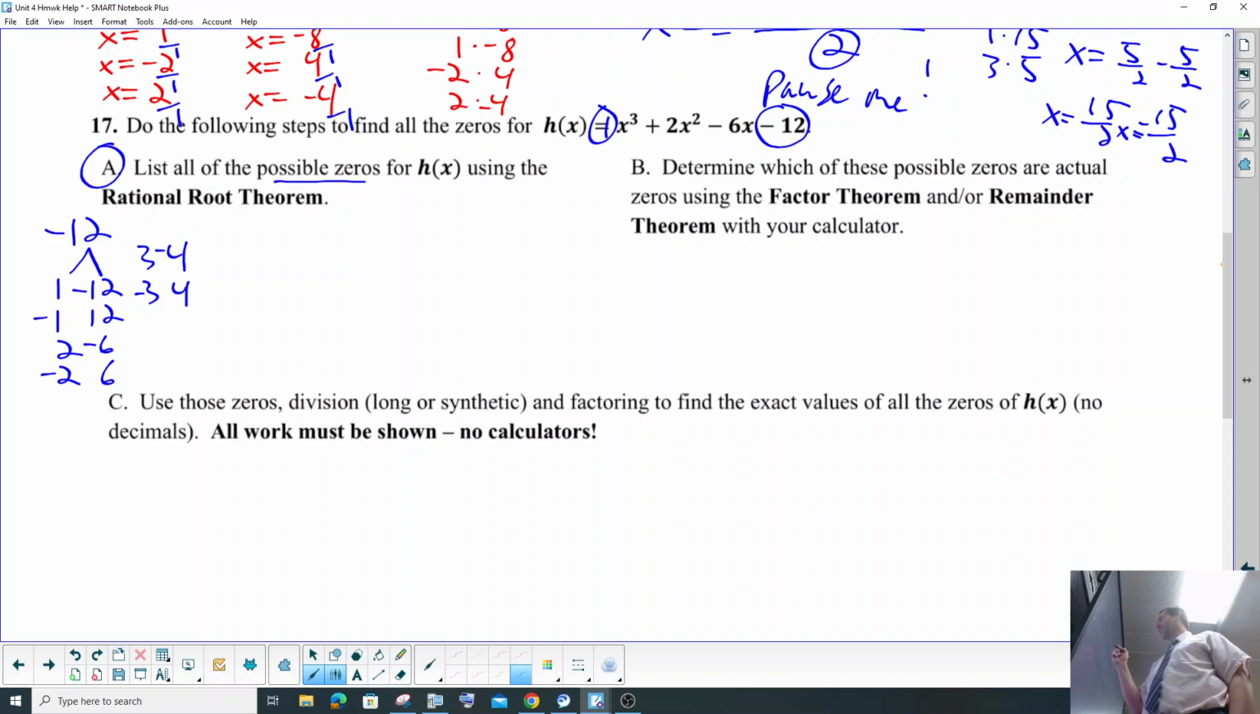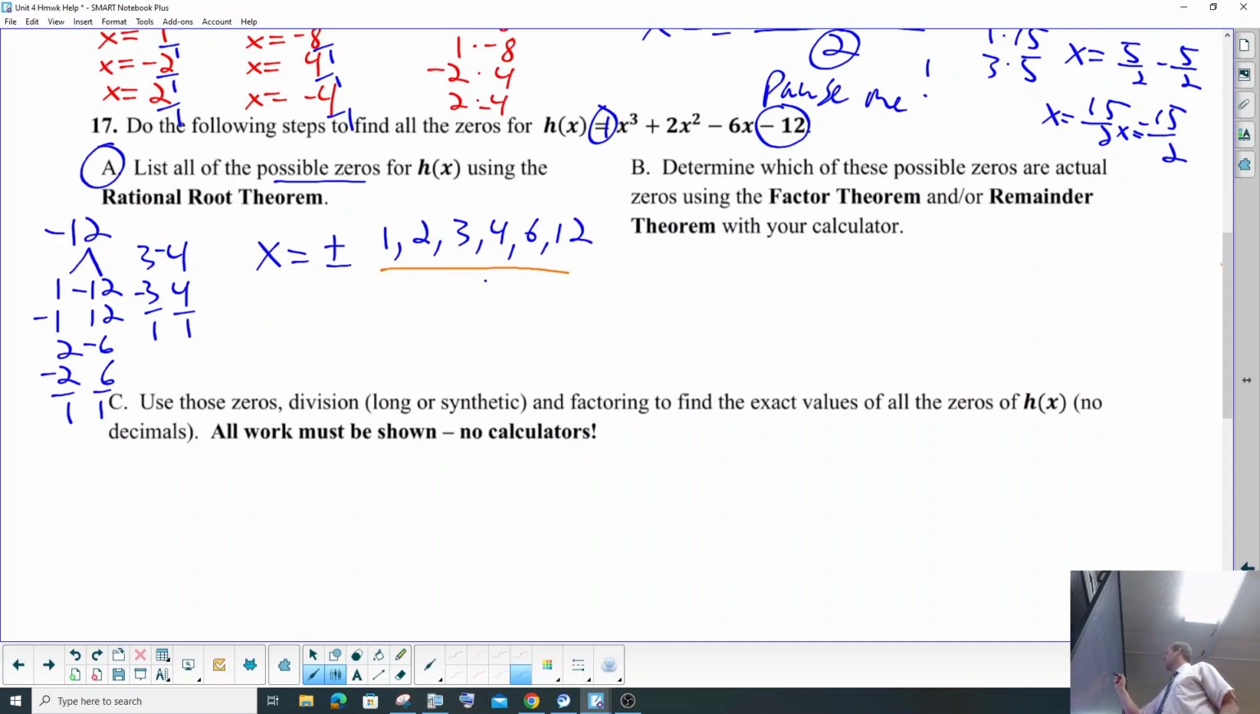All over 1. At least they're all over 1, okay? And because they're all over 1, we don't have to worry about dividing them by 2 or anything. That's good at least. Okay, so all the possible are, let's take a look, plus or minus 1, 2, 3, 4, 6, and 12, all over 1.